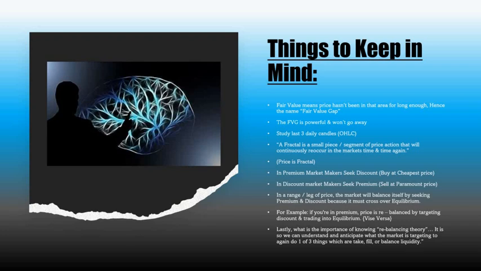So, for example, if you're in premium, price is rebalanced by targeting discount and trading into equilibrium. So remember when we create a fair value gap, price is imbalanced. When price trades into it, it is balanced. When price rejects it, it's rebalanced, right? Same thing here. If you're in premium, you are imbalanced in the market. If you trade into equilibrium, you are balanced in the market. If you trade through equilibrium all the way to the opposite side into discount, you are rebalanced.